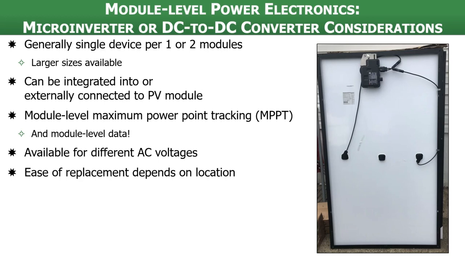If you have a module that's failed or is not working in the middle of an array, or if you have a microinverter or a DC to DC converter that has failed in the middle of an array, it's going to be much more difficult to get to than something along the outside edges of the array. So keep ease of replacement in mind when you're designing an array system with these types of equipment.